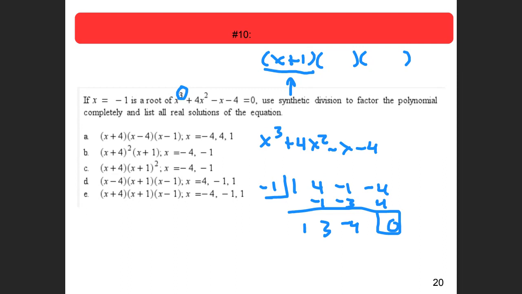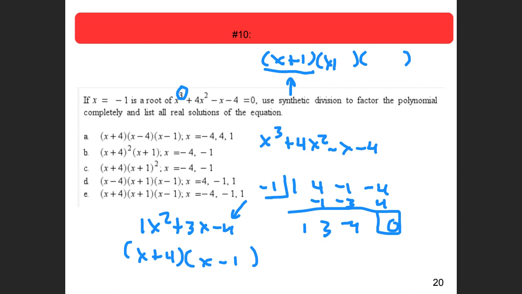So now, what's left over? 1x squared plus 3x minus 4. Now, I'm not going to use synthetic division anymore because I'm pretty good at factoring. What two numbers multiply to negative 4 that add up to 3? x plus 4, x minus 1. So this problem right here factors to x plus 1, x plus 4, x minus 1.